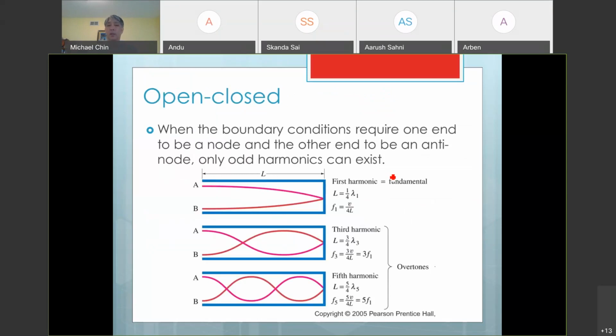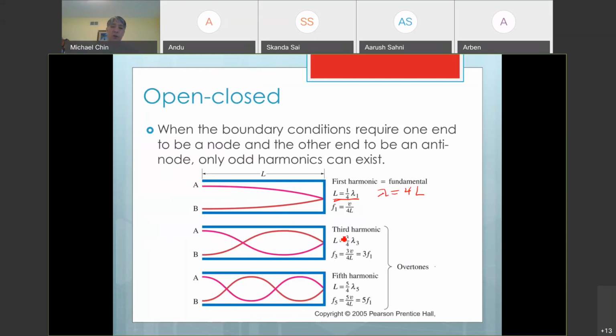If I wanted to look at what my wavelength is for the top one, my wavelength equals 4L. It's basically just solving this equation here. If I did that, lambda is going to equal 4L.